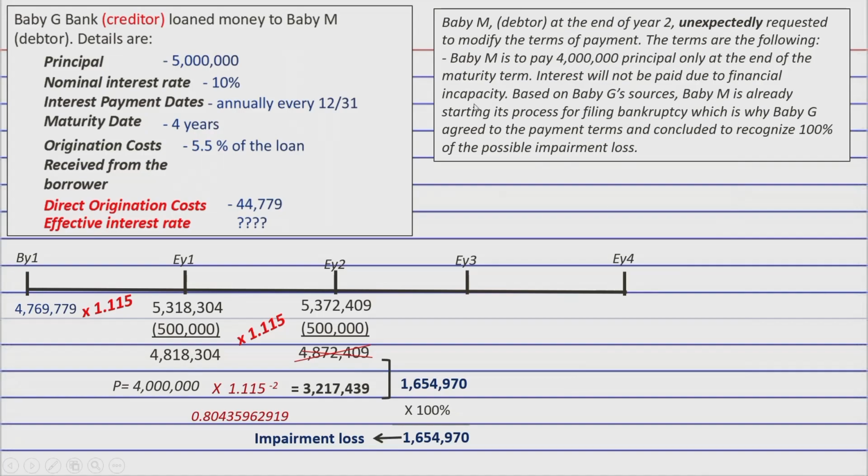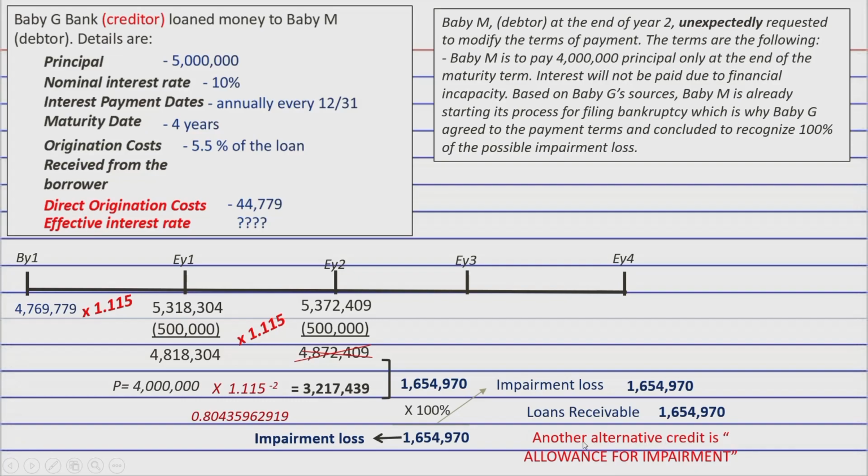Now, the next thing that will happen is we need to make an entry to recognize an impairment loss because there is a decrease in receivable from here to here. So, how do you do that? So, debit impairment loss and then credit loans receivable for 1,654,917. Okay? Now, this credit loans receivable here, you can use this if you are going to make a direct to the point entry. But you have an option.